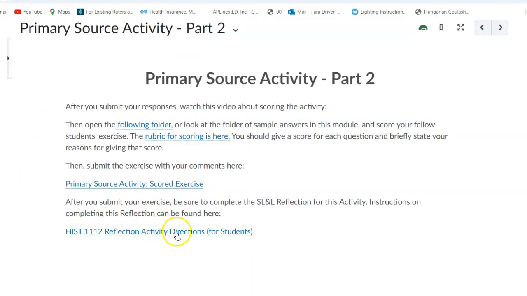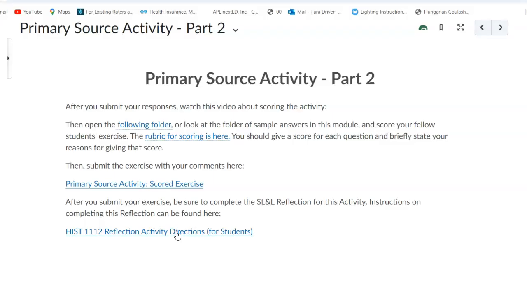Right here, after you complete the exercise, you need to do the SLOL reflection, because this is where we're asking you to consider what you're doing. You're going to click on that link and you're going to answer, I think it's like 3 simple questions. You have to do that. I can't grade this until you do that, because this is what the exact team, which is what this is for, is looking for. This is supposed to be a construct of an interdisciplinary approach to teaching history.